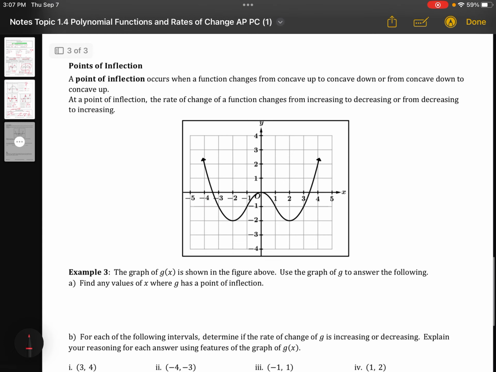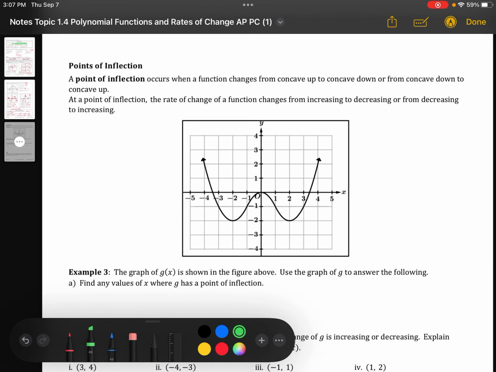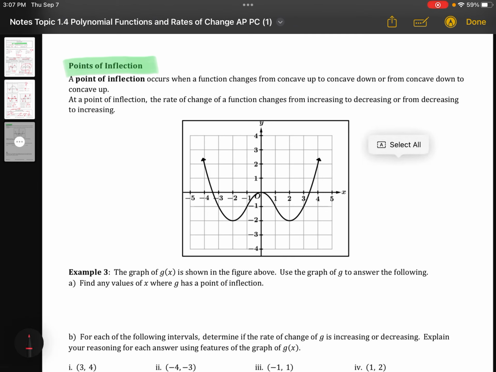All right, last page here. Points of inflection. Now, this is a really cool vocabulary term that we are going to be using. And I've said it a couple times when I've been talking to you individually about reading these graphs. But basically, a point of inflection occurs when a function changes from concave up to concave down, or from concave down to concave up. Basically, it means when it changes from one concavity to another. At that point, that's where the graph inflects. The rate of change, again, the slope of a function, changes from increasing to decreasing or from decreasing to increasing at that point of inflection.